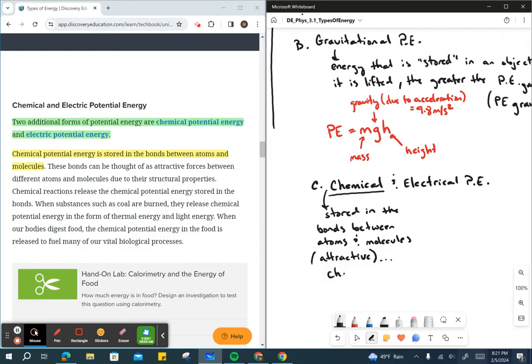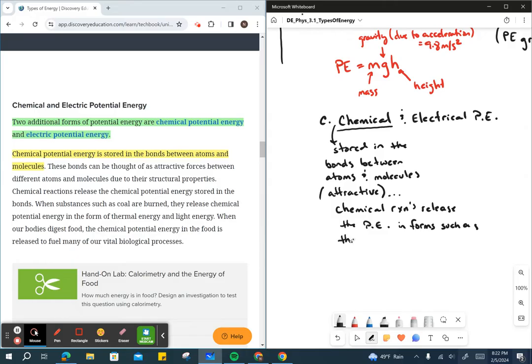Chemical reactions, they break the bonds, therefore releasing the potential energy, usually in forms such as thermal and light energy. Okay.